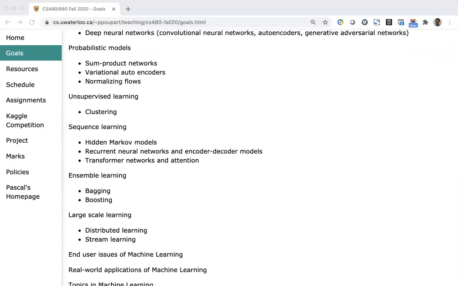There are many techniques that can be used often to tackle the same problem, and it's not always obvious which one to use. So it turns out that it's often a good idea to combine several techniques together, and we'll see ensemble learning, which is a formalism that allows us to do that. So in particular, we'll talk about bagging and boosting. So finally, we're going to conclude the course by talking about large-scale learning and how to do this in a distributed fashion, and also how to deal with stream learning.